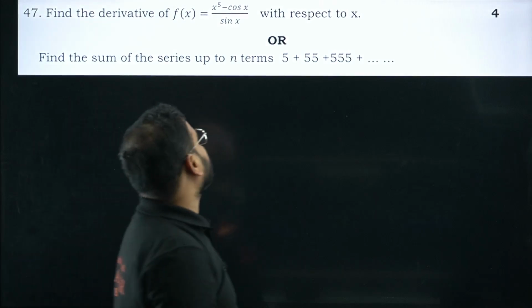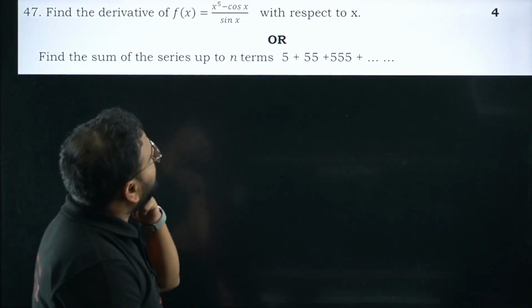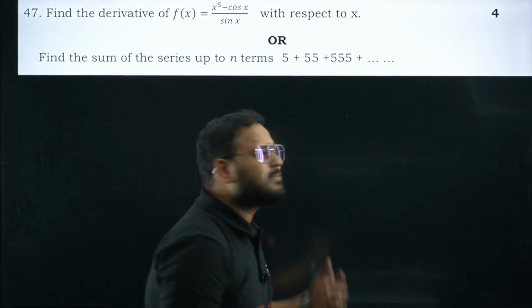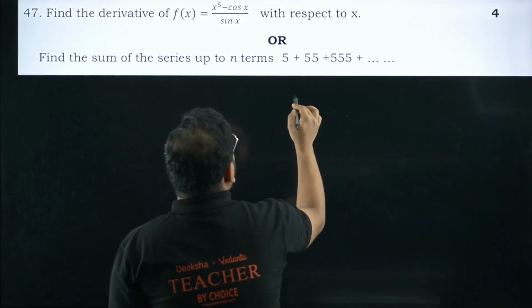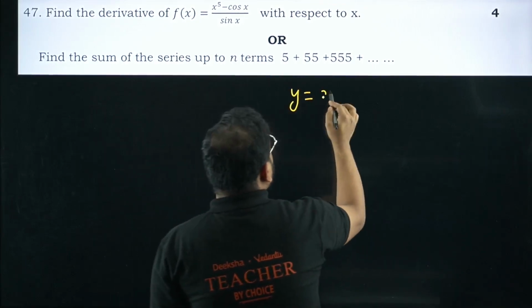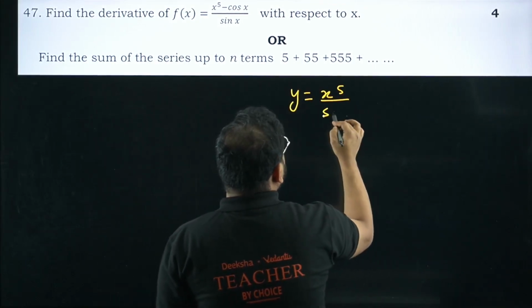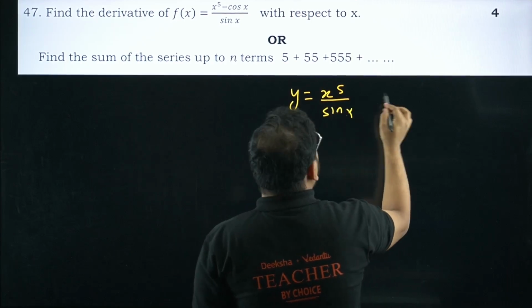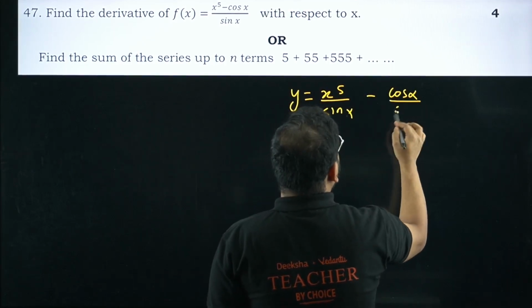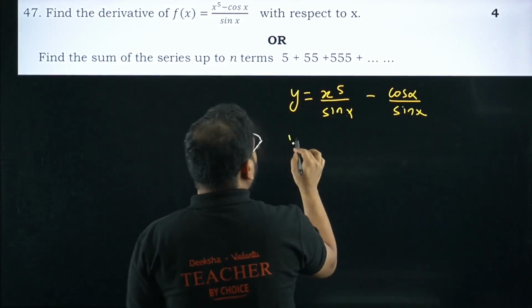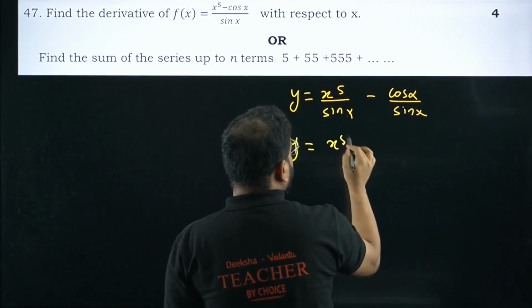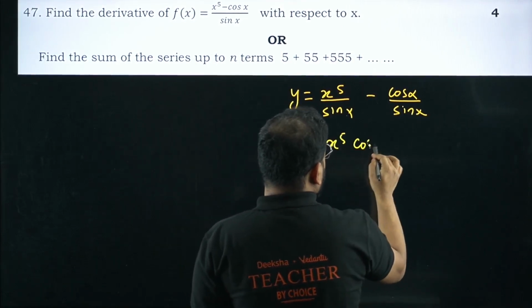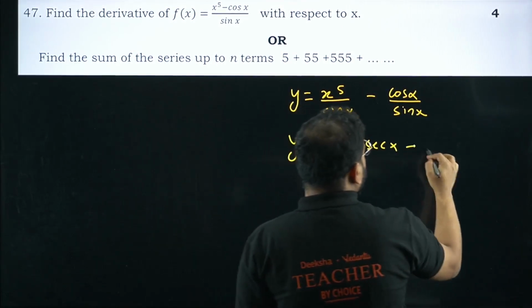Find the derivative of f(x) equals x^5 cos x minus cos x by sin x. Okay, 4 marker. Very simple question. Have a look. Right here, y equals x^5 by sin x minus cos x by sin x, right? So it will become y equals x^5 cosec x minus cot x.